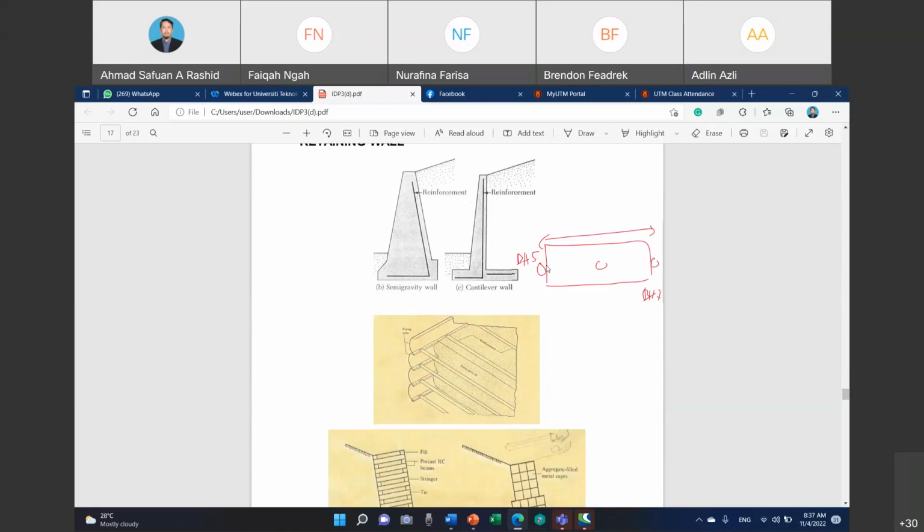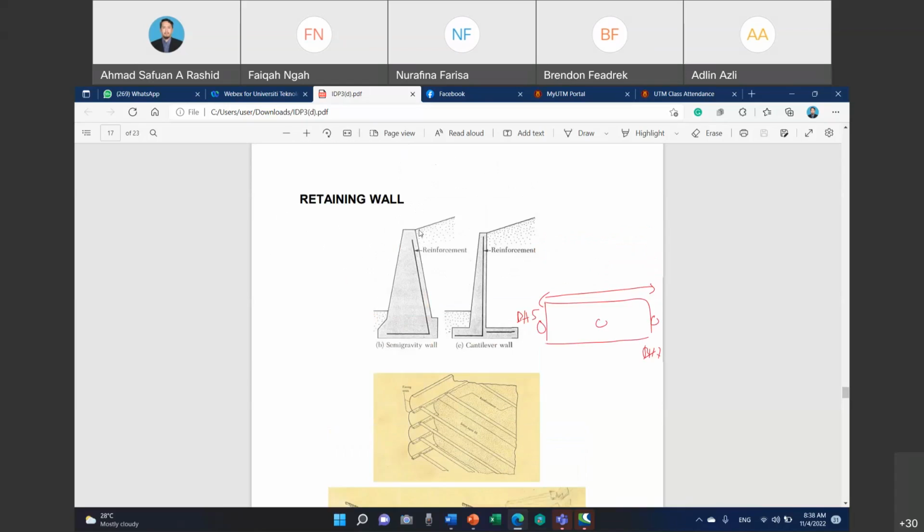Okay. Retaining wall digunakan untuk maximize the area. Okay. For example, okay, contohlah kalau kita nak buat this area, okay, digunakan untuk parking lot, okay, rather than we need to construct a slope, okay, to make it stable, okay. So it's better to choose of using retaining structure, okay, to cater the load from this slope, okay.